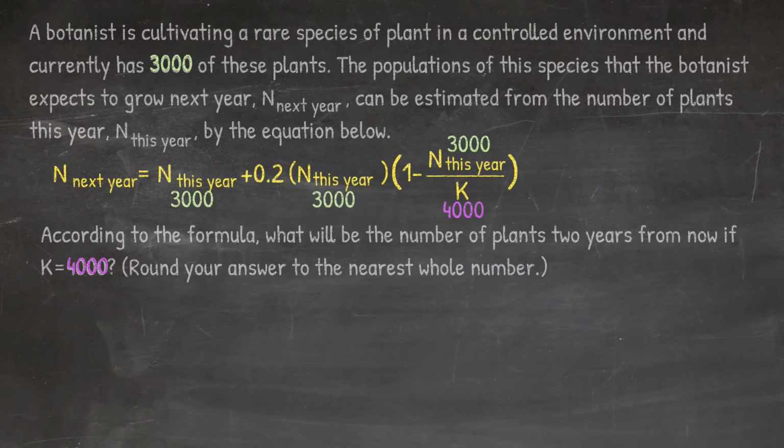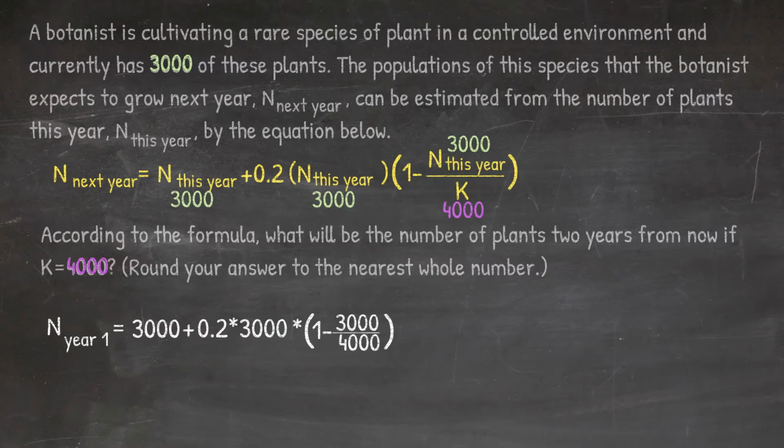perform mathematical calculations. Now we have a good clue of how to use this formula, but let's read what we're asked to solve for. And the question asks us about the number of plants 2 years from now. So that means that we need to apply this formula twice. So as the first step, let's find out in 1 year how many plants we should be able to grow. And n for year 1 would equal 3,000 plus 0.2 times 3,000 times 1 minus 3,000 over 4,000.